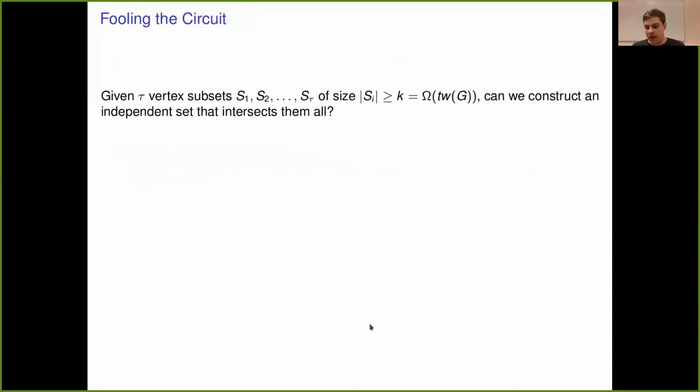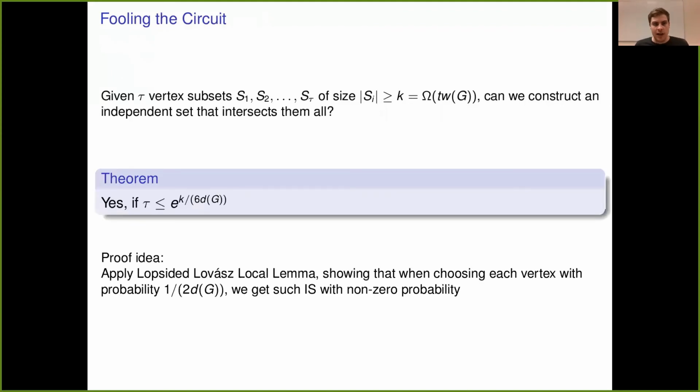And so basically, what we need to show is this. The size of the circuit was tau. So now the problem is: given tau vertex subsets S_1 through S_tau, each of size at least k, which is linear in treewidth, can we construct an independent set that intersects all of these vertex subsets? And what I prove is yes, we can, if tau is at most exponential, less than exponential in k divided by 6 times the maximum degree of the graph G.